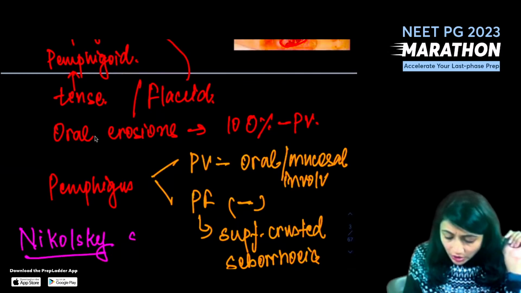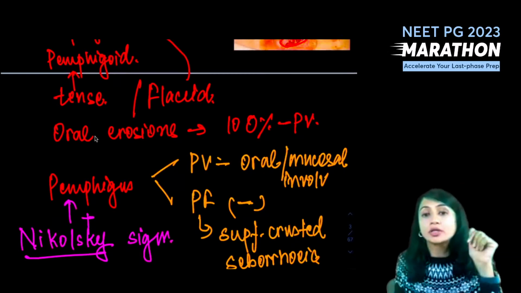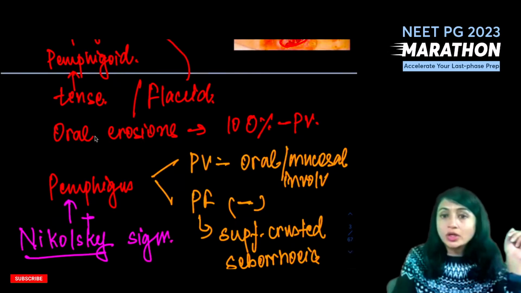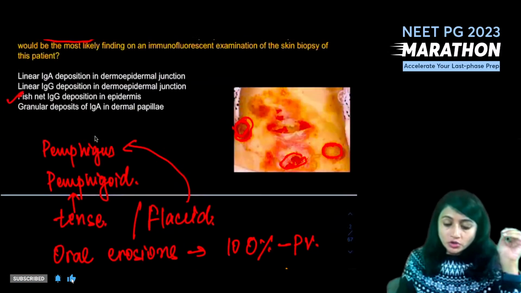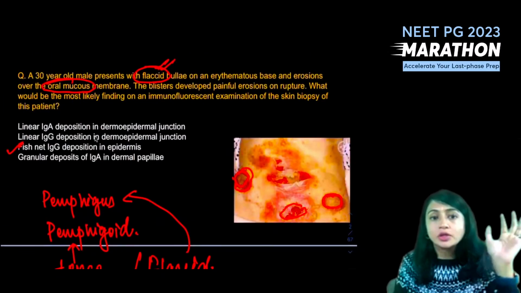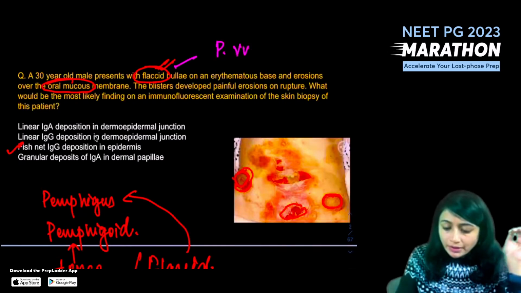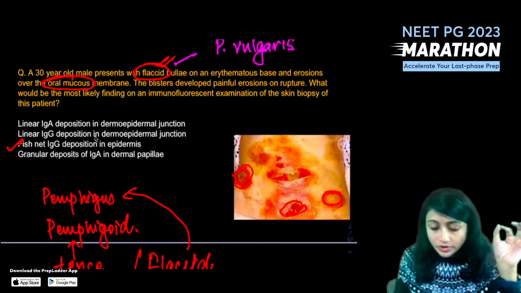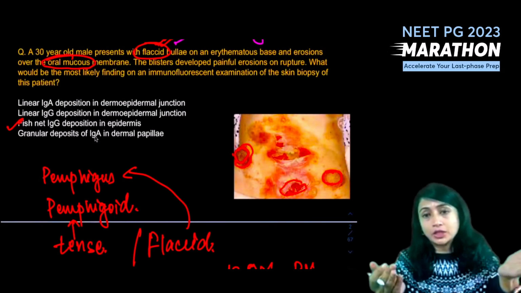So we know that Nikolsky sign is positive in pemphigus group of disorders and absent in pemphigoid group of disorders. So that also helps me differentiate between pemphigus and pemphigoid group. So now coming back to the question, flaccid bulla and oral erosion. So I know that I'm dealing with here pemphigus vulgaris, but they're not asking me the diagnosis. They are saying, what do you see on immunofluorescent examination?